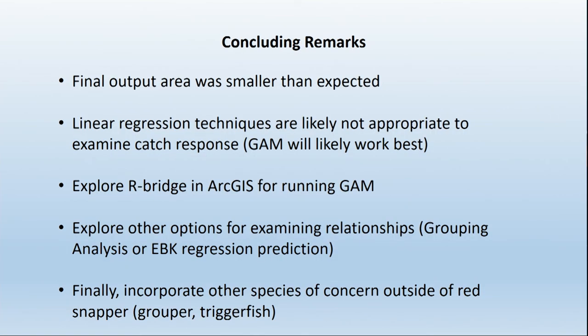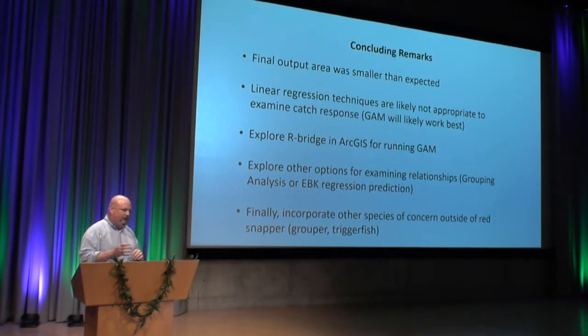So concluding remarks, and sorry if I'm going over time. So the final output area was smaller than expected, and I feel that that's probably due to the fact that I gated all of this using the standard error prediction surfaces. So possibly either relaxing that condition or collecting more data in the areas that we have the least confidence in the prediction would help. Again, circle back to GAM.